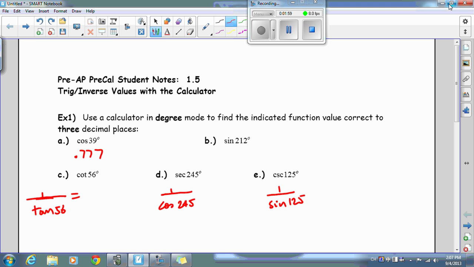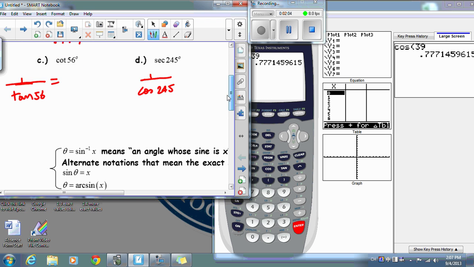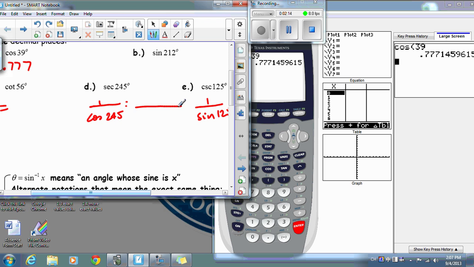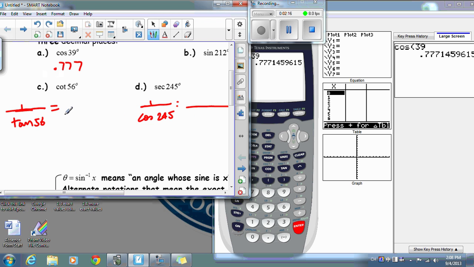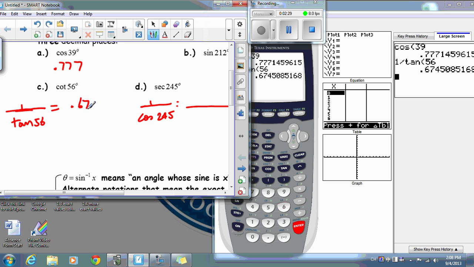I will go ahead and do the last one, and you will do all of these problems on your calculator and make sure your notes are fully completed. What is this one equal to? Find the answer and write it down. I will do this one. That will be 1 divided by the tangent of 56 degrees, and apparently is 0.675. Make sure you have an answer for D and E.